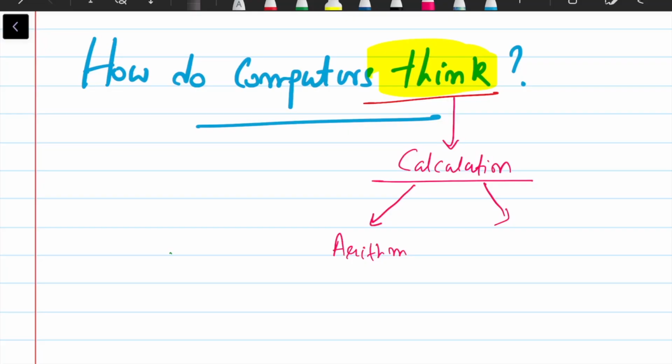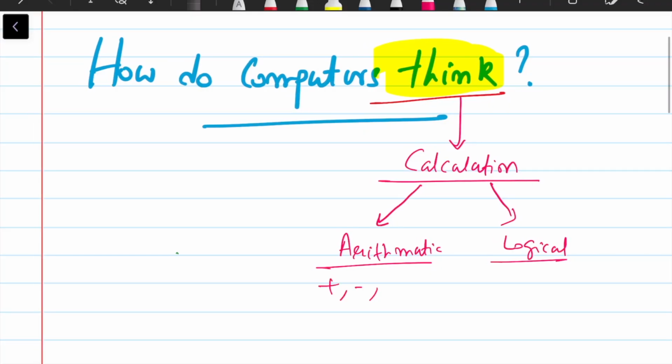arithmetic and logical. Arithmetic calculation involving all the arithmetic operators we are familiar with, like addition, subtraction, multiplication, division. Logical operators which we might not be that much familiar with, example like and, like or, like not.